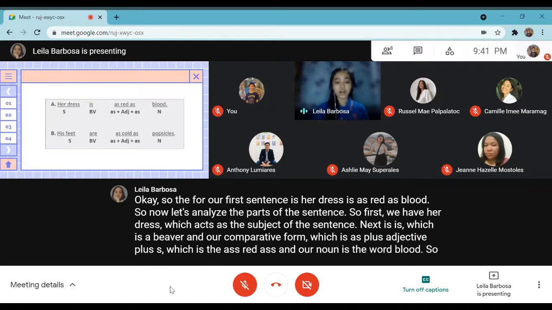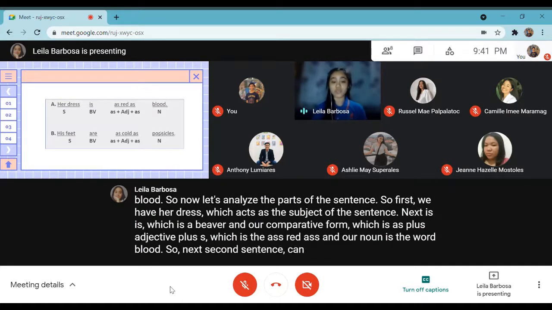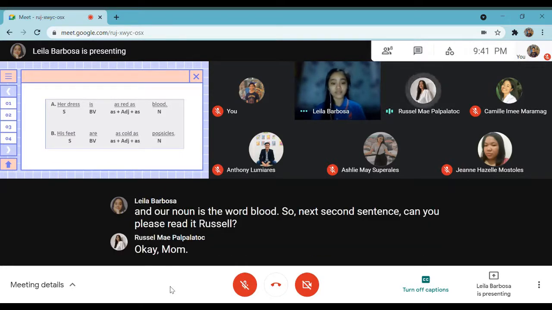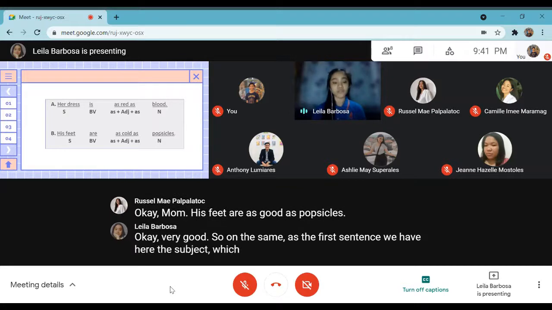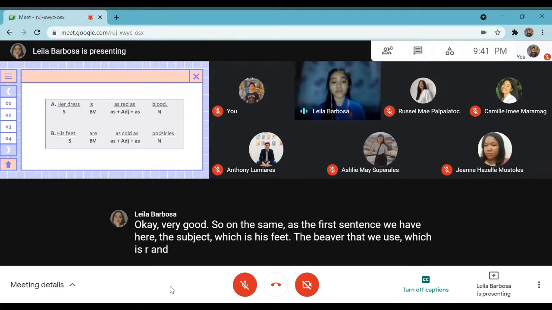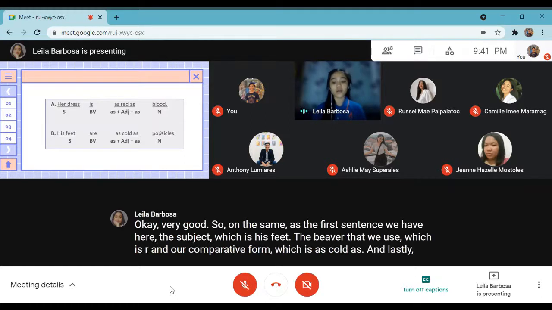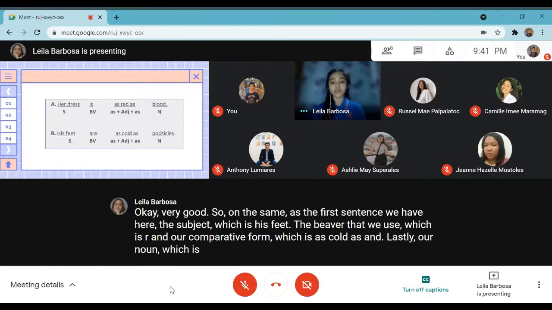So next, second sentence, can you please read it, Russell? Okay, ma'am. His feet are as cold as popsicles. Okay, very good. So, the same as the first sentence, we have here the subject, which is his feet, the be verb that we use, which is are, and our comparative form, which is as cold as. And lastly, our noun, which is the popsicles.